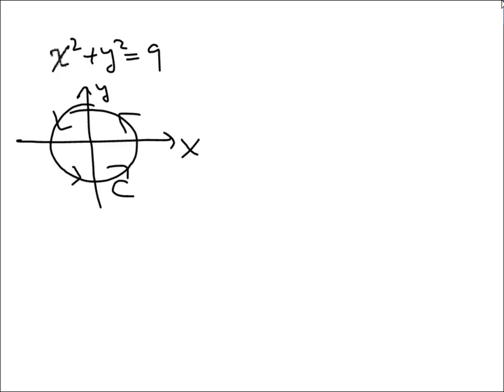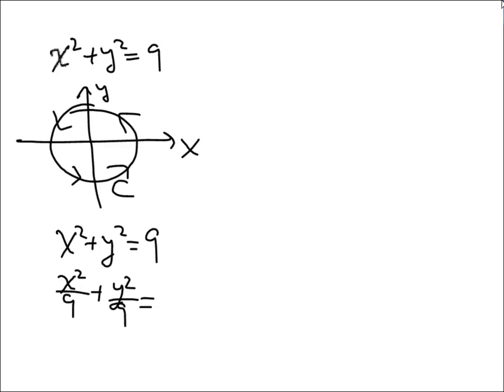Now, we want to find the piecewise smooth parameterization of this path C. Well, we know that x squared plus y squared is equal to 9. If I divide both sides by 9, I get x squared over 9 plus y squared over 9 is 1. But that's the same as (x over 3) squared plus (y over 3) squared is equal to 1.